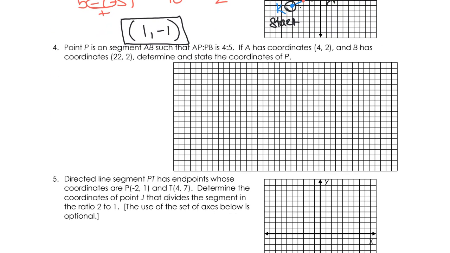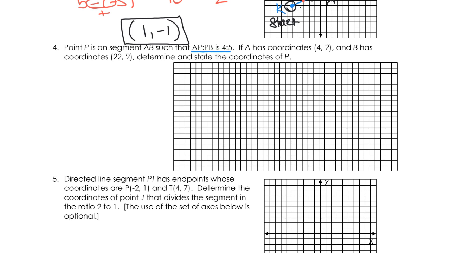Now it's got a big graph. So in number 4, it says point P is on segment AB such that AP to PB is 4 to 5. It says if A has coordinates at 4, 2 and B has coordinates at 22, 2, determine and state the coordinates of P. All right, so there's no axes on here, so we have to figure out where to put them. But we have to go from 4, 2 to 22, 2.